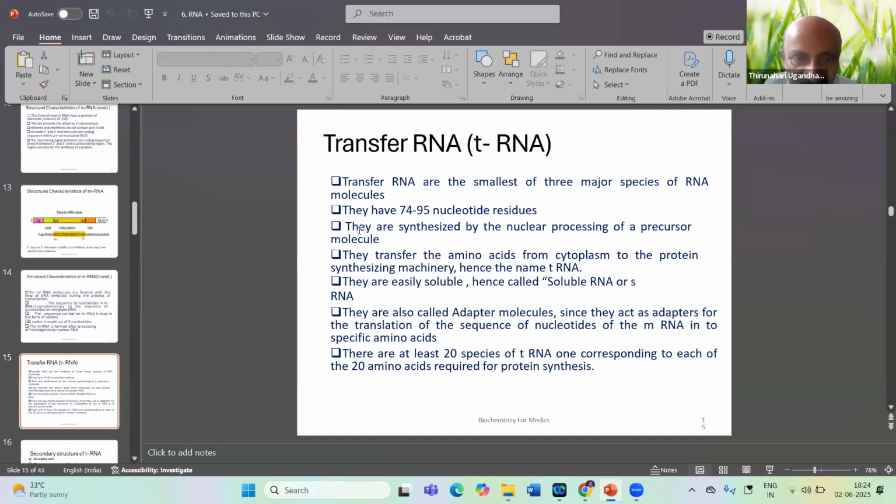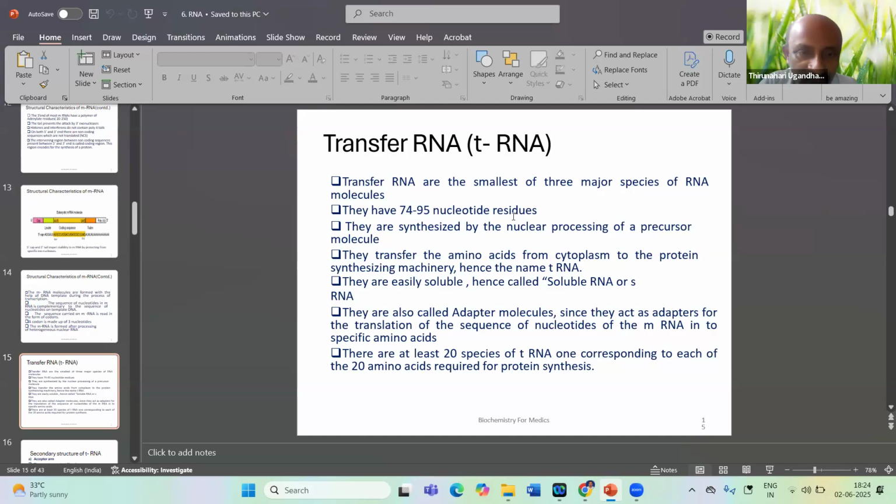Next, having covered rRNA and mRNA, is tRNA. Transfer RNAs are the smallest of the three major species of RNA molecules. They have 74 to 95 nucleotides, the smallest percentage. The ribosome has the largest percentage, while tRNA and messenger RNA are less.